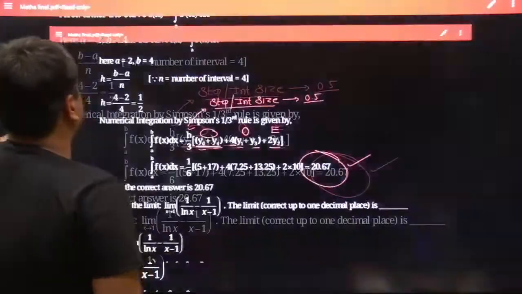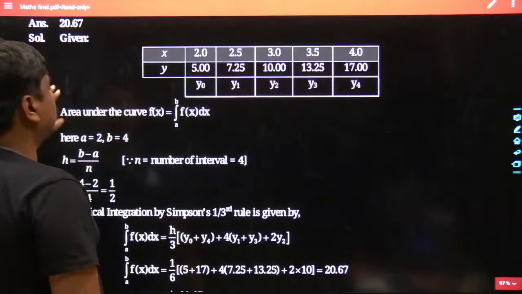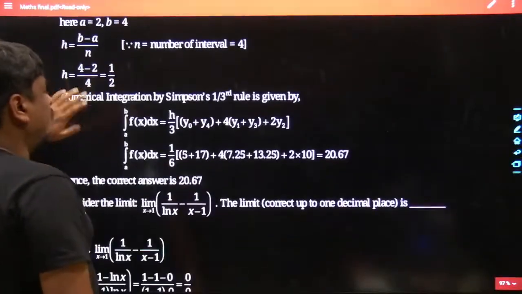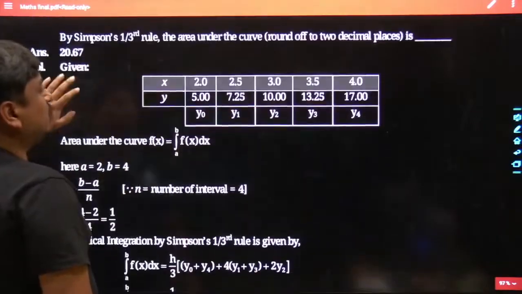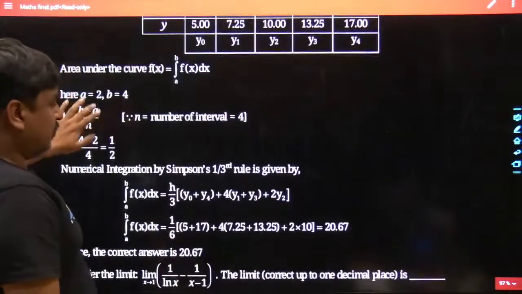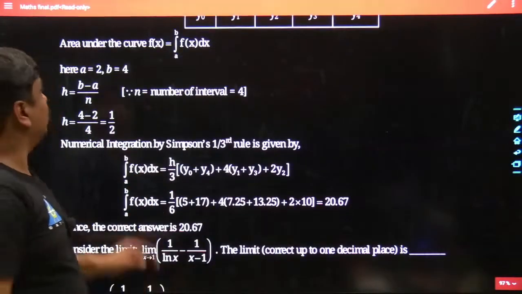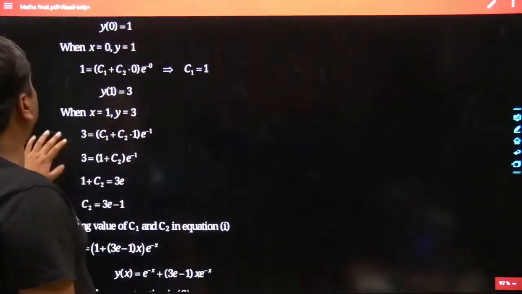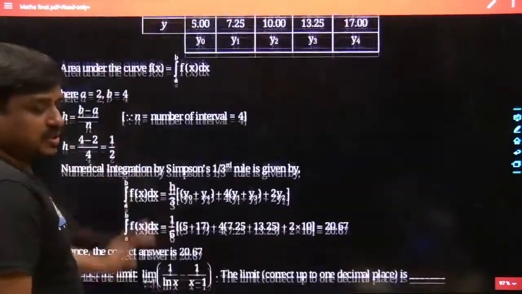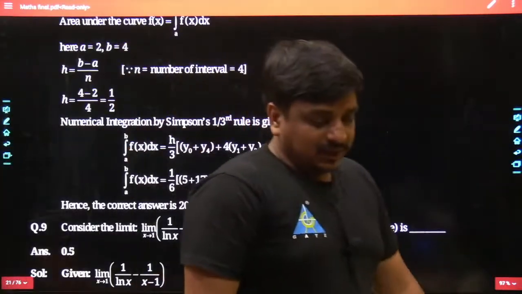It was the simplest form of the problem. If you know the formula, even a class 10th student would be able to solve this problem comfortably. But yes, you have to remember this formula. And this problem was from the field of civil engineering. Let me move forward, taking the next question.